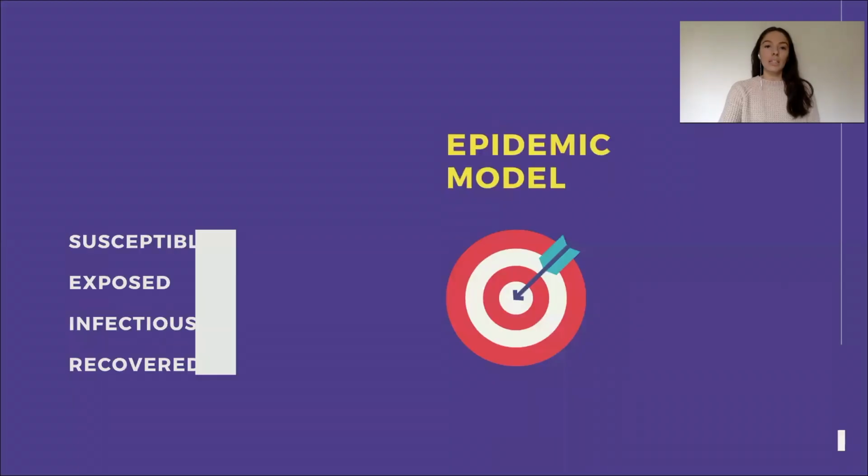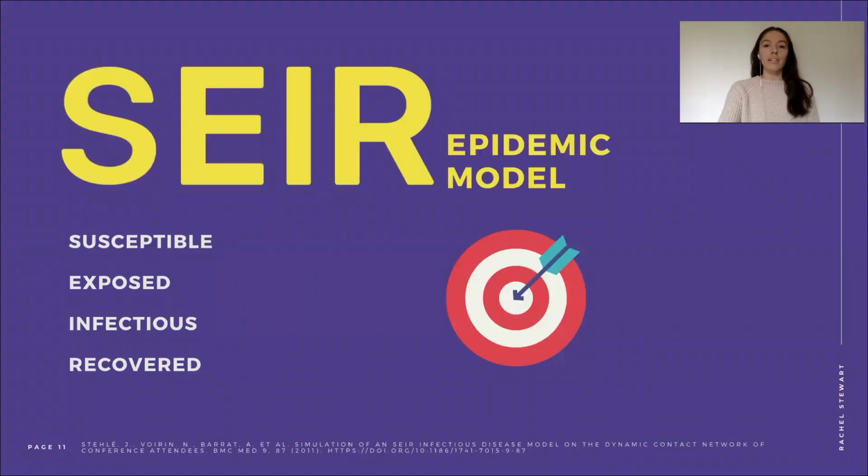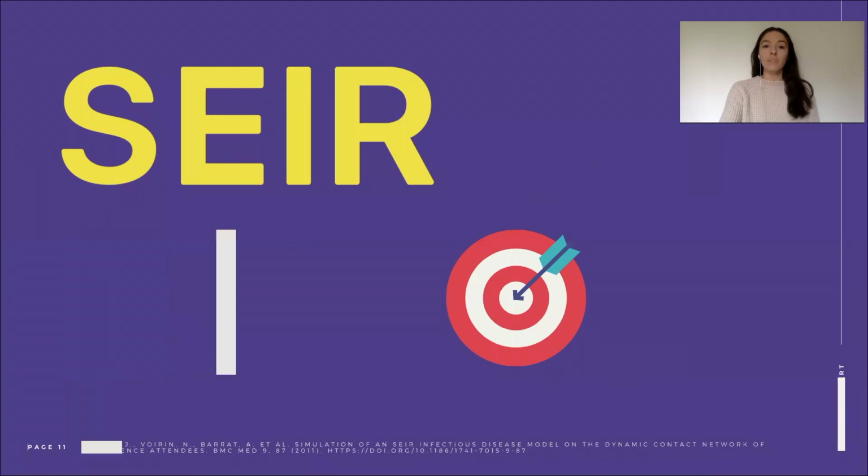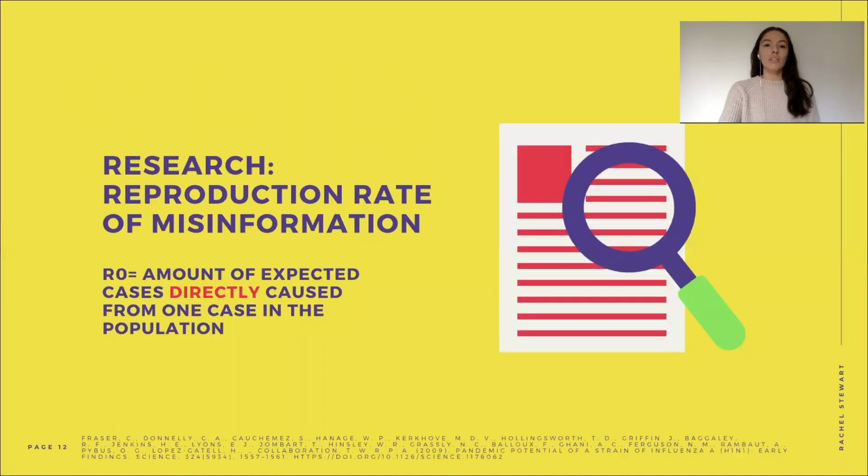So who are we targeting with this approach? Following the SEIR epidemic model of infectious diseases, the most effective way to reduce the spread of a contagion is to target the susceptible. This means that we don't need to waste vaccination efforts on the already infected, or in this case, misinformed. There's still much to be explored in this area.